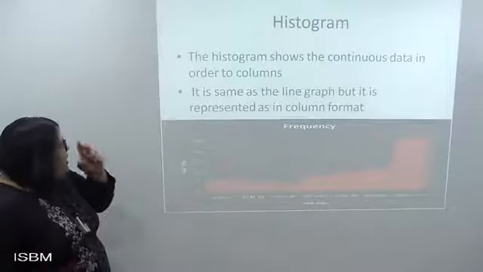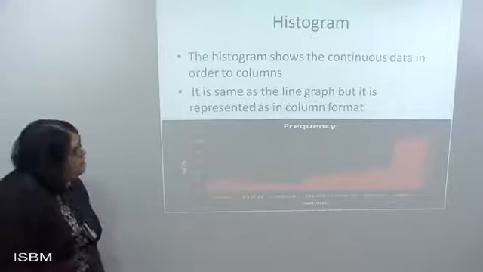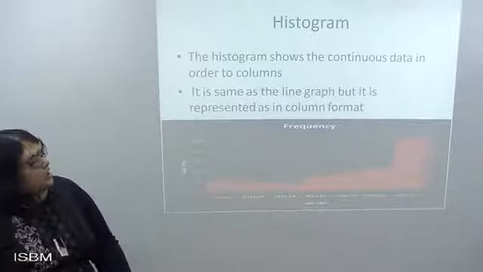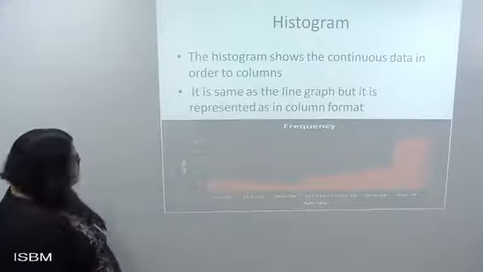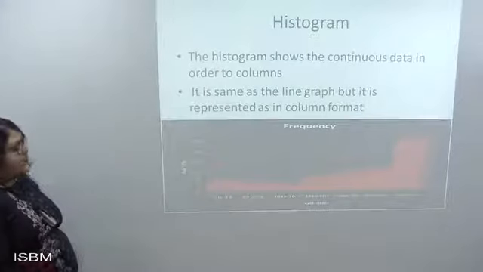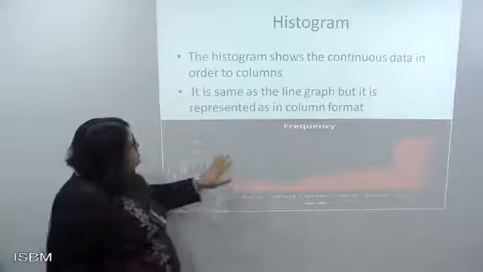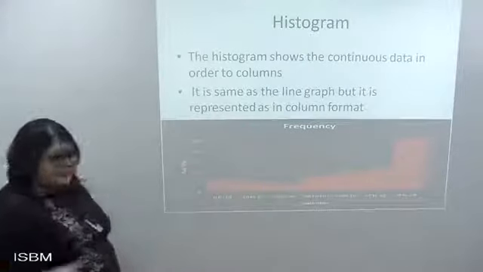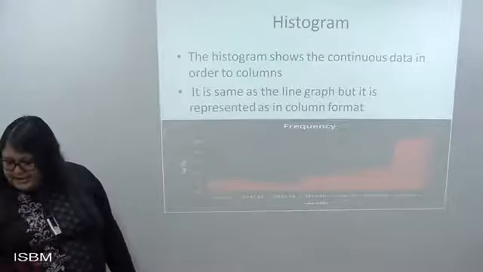Then you have something called as the histogram. Now the histogram shows the continuous data into orders and columns. So it's the same as line graph, but it is represented in a column format. So in histogram, you are measuring say the frequency. What is the frequency or the rate in which a thing is occurring?